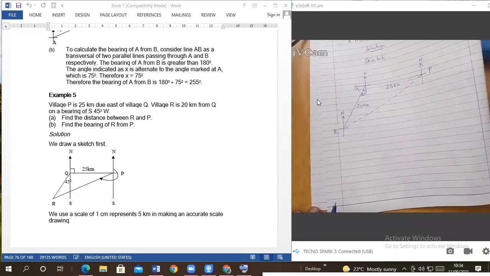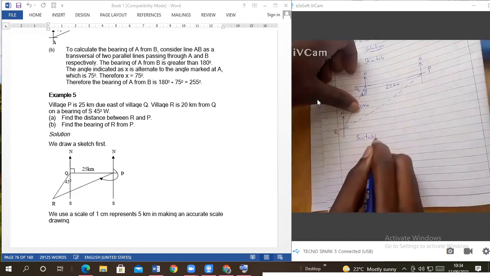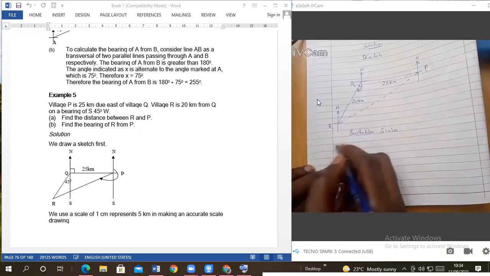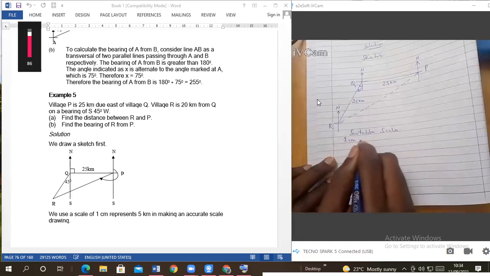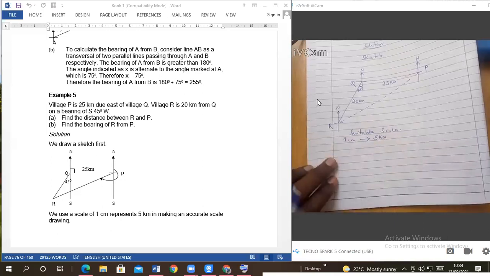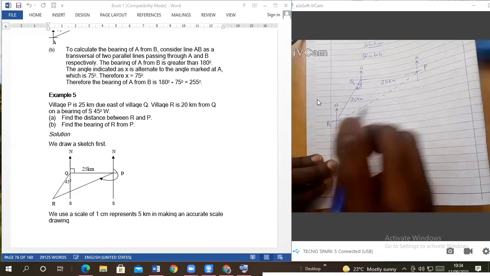So who can give us a scale? Just any of your choice. Which scale should we use, members? 5 centimeters. So we can say 1 centimeter represents 5 kilometers. That's a very good scale and it's suitable. When we talk of a suitable scale, it is the one which is easy to use.